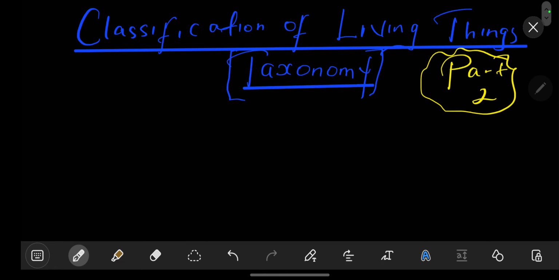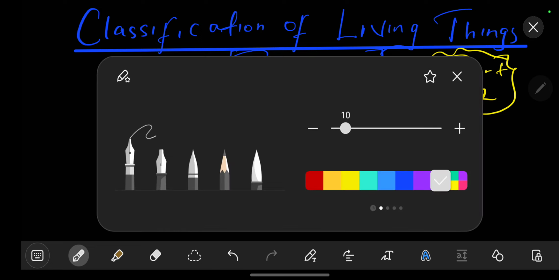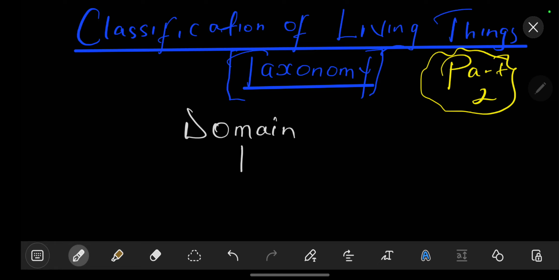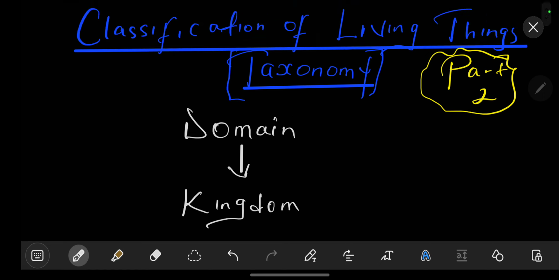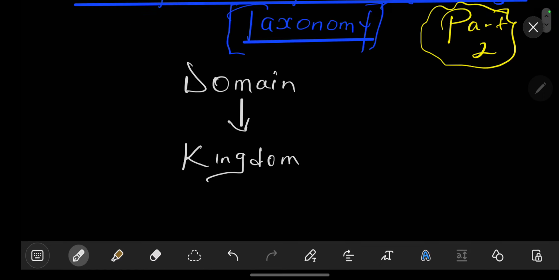So the first one that comes here is the domain. Let me put it at the middle. Domain is the first one here. Then from domain, it moves on to kingdom. For most textbooks, they don't capture domain. That's why it's a problem. Most people only know that it begins with kingdom, but there is something that comes before kingdom, and that is domain.